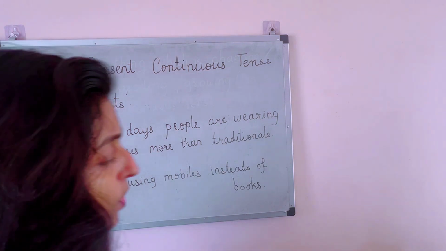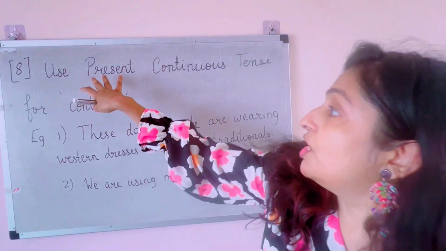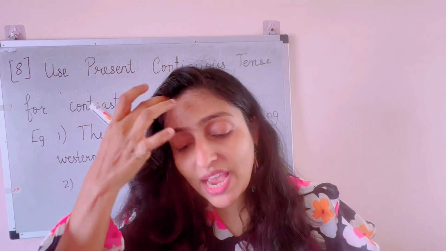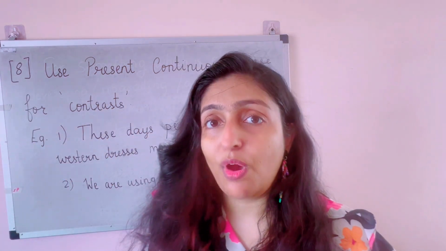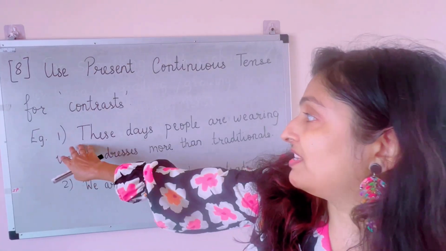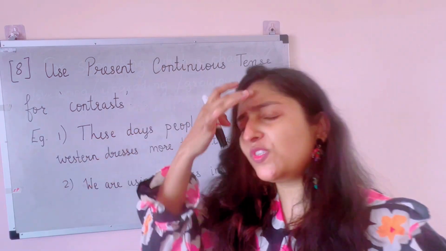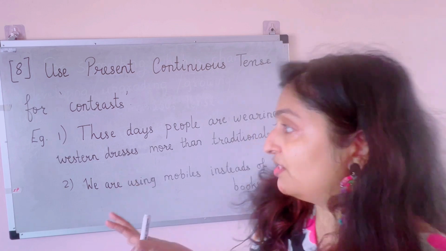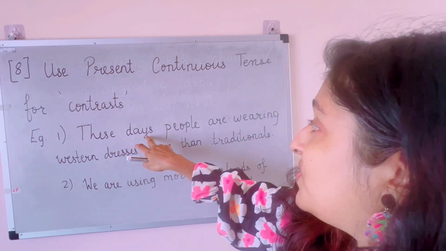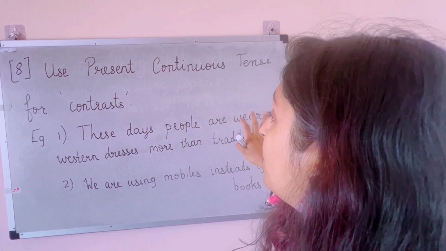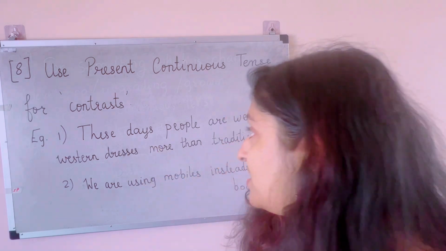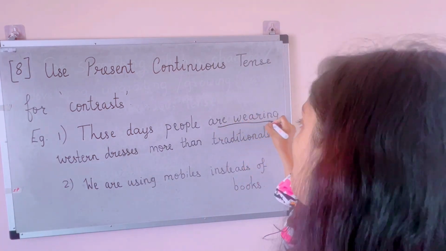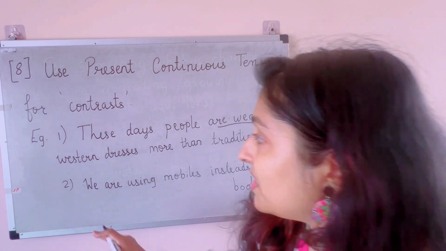Here comes rule number 8, and that is, use present continuous tense whenever there is a contrast or a contradiction. For example, when you want to use some comparison or contrast, use present continuous tense. These days, people are wearing Western dresses more than traditionals. So it's a present continuous tense.